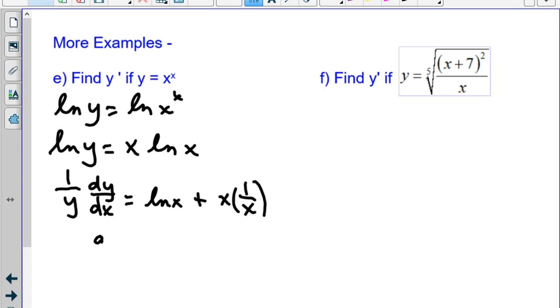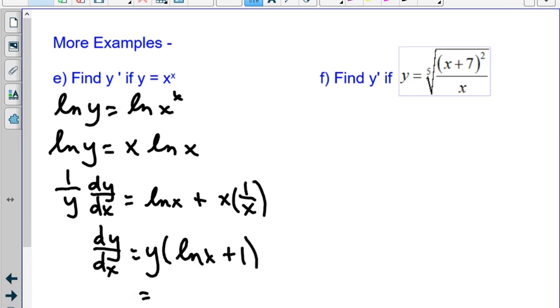That ends up being 1. So when I simplify this, I get dy/dx equals y times natural log of x plus 1. I will have to replace the y with what y originally was. So that's x to the x times natural log of x plus 1.